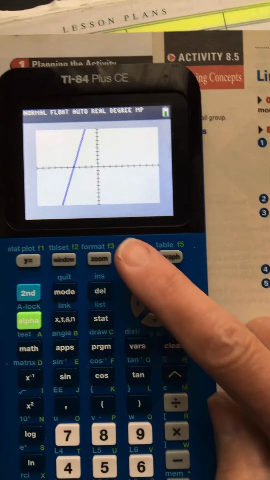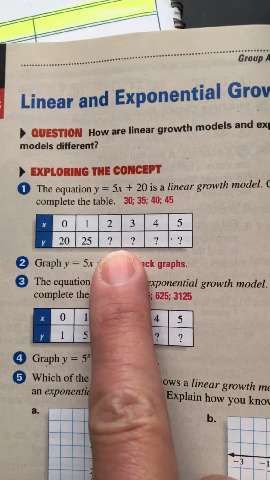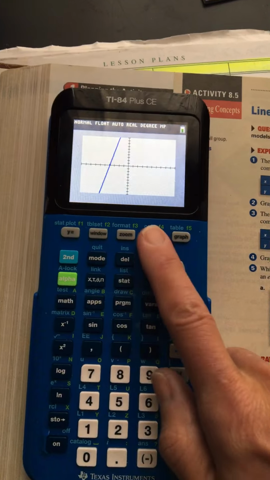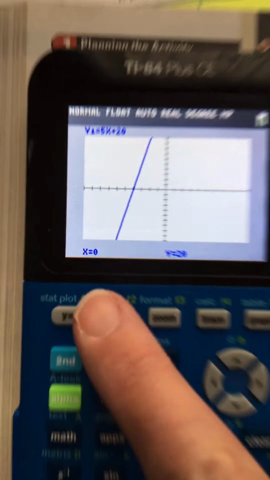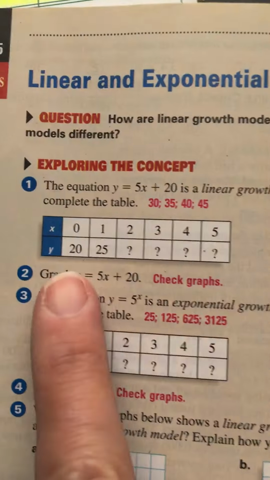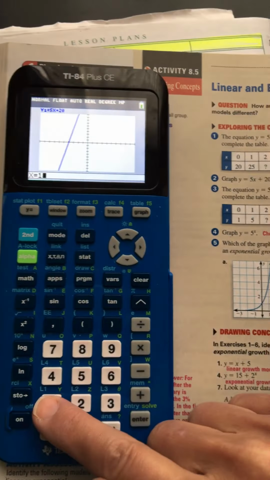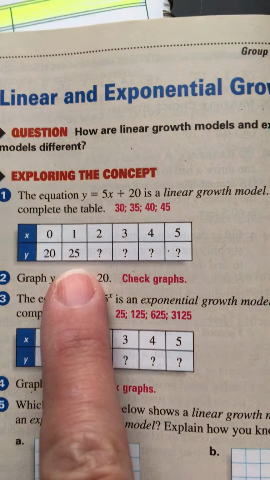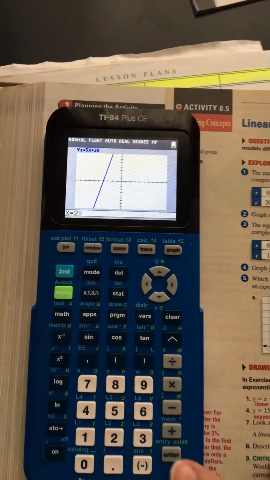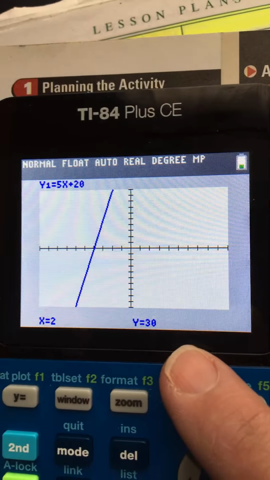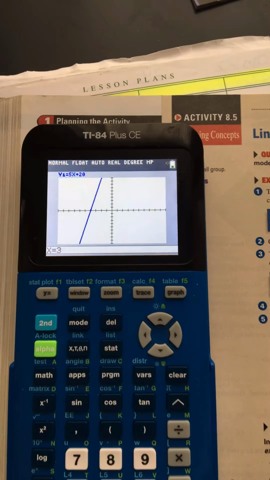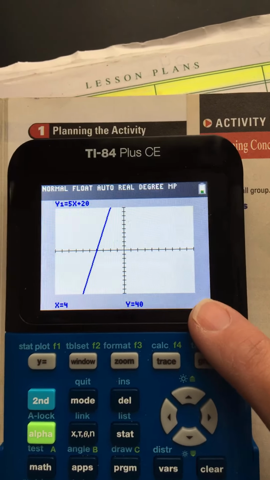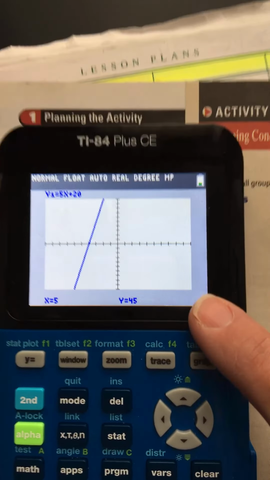Okay? So now, what they wanted us to do is to figure out, finish out this if-then chart. So if we hit the button and say trace, and when x is 0, y is 20. That's the first point. If we say 1, y is 25. So now we're supposed to do 2. We hit 2, enter, and the answer is 30. We try 3, and it's 35. We try 4, and it's 40. We do 5, and it's 45.